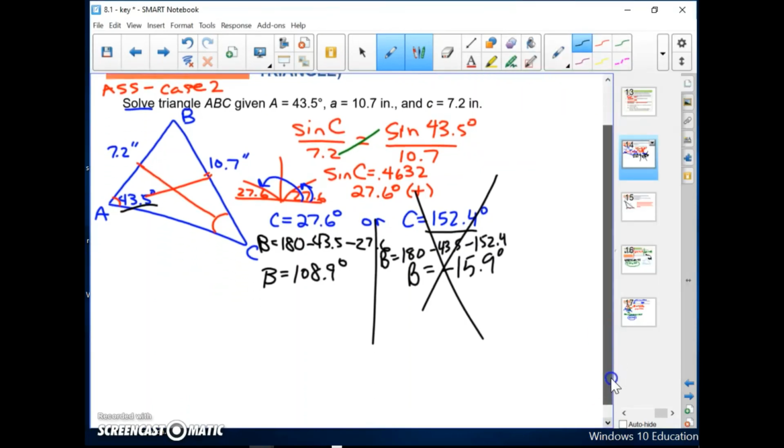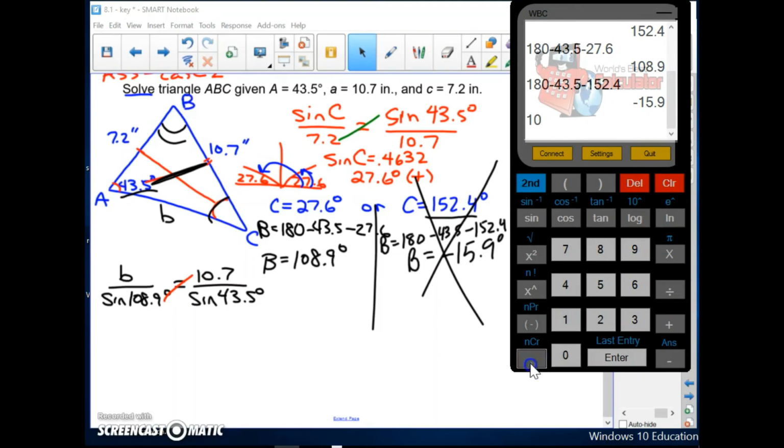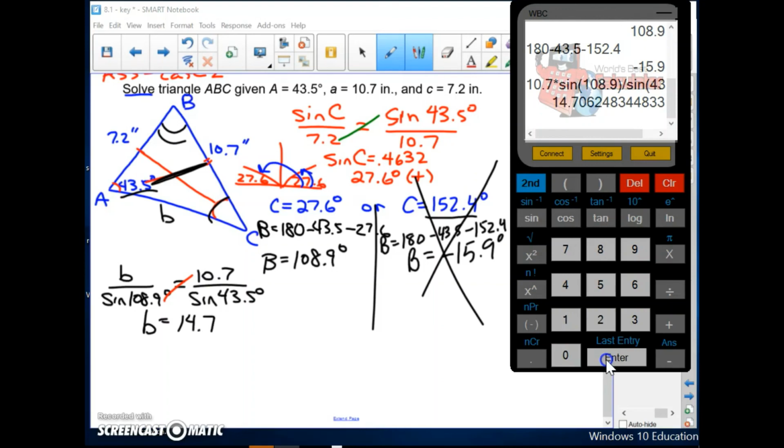So let's just finish the problem. We've got angle C, we've got angle B. The only thing missing now is this side B. So let's find side B. Side B over sine 108.9 degrees equals, and you can either use the A's or the C's, it doesn't matter. I'm going to use the A's because those were given to me and I know those numbers are right: 10.7 over sine 43.5 degrees. To solve, I'm going to have 10.7 times sine 108.9 divided by sine 43.5. That's 14.7. B equals 14.7, and we are in inches.